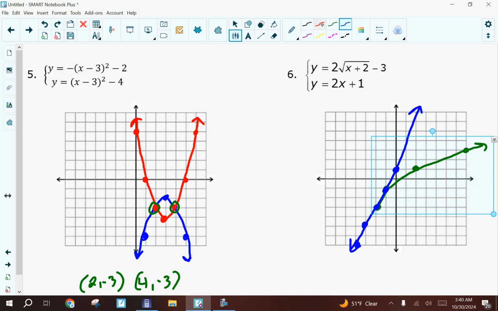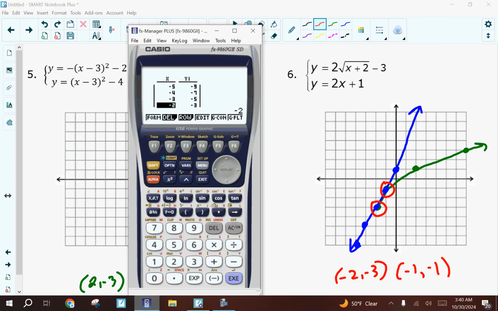All I care about are the 2 spots where they touch. So that's going to be at this spot here and this spot here. So it looks like it's at -2, -3, and -1, -1. So just to check to make sure, I'm going to go put the other one back in. So 2 square root x plus 2. Go outside, and then -3.